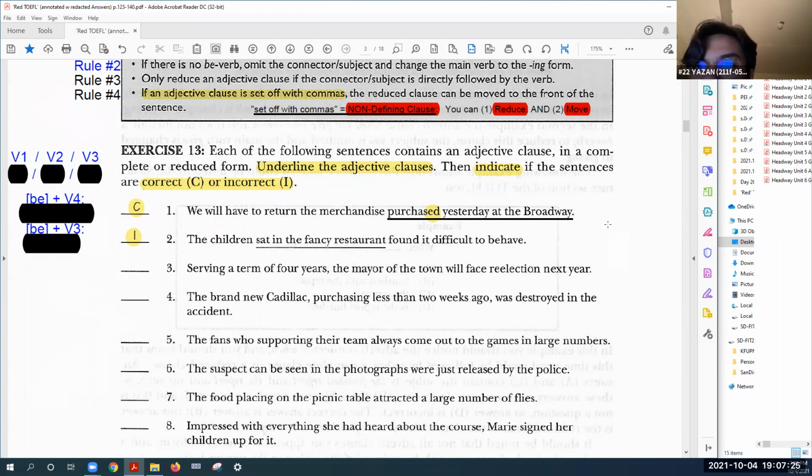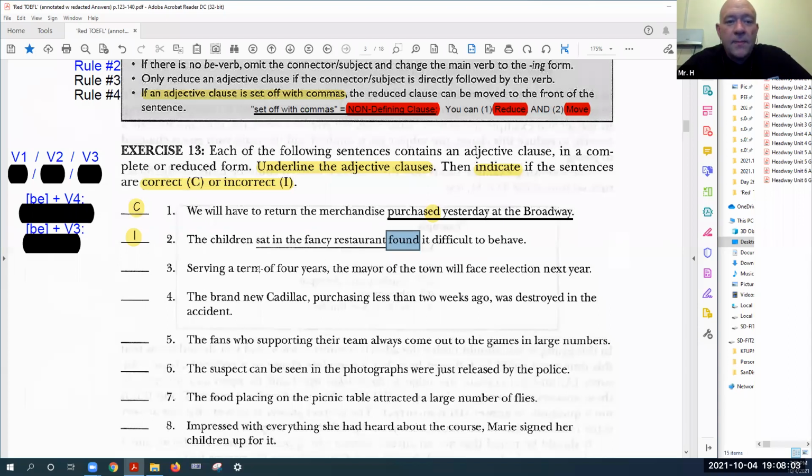The children sat in the fancy restaurant found it difficult to behave. I think everyone sees a problem, right? What problem do you see here? Here and here. What's this? The verb. It's a double verb, right? Yeah. It's a double verb. So that's why this example is incorrect. But here's the question. How can I fix it?